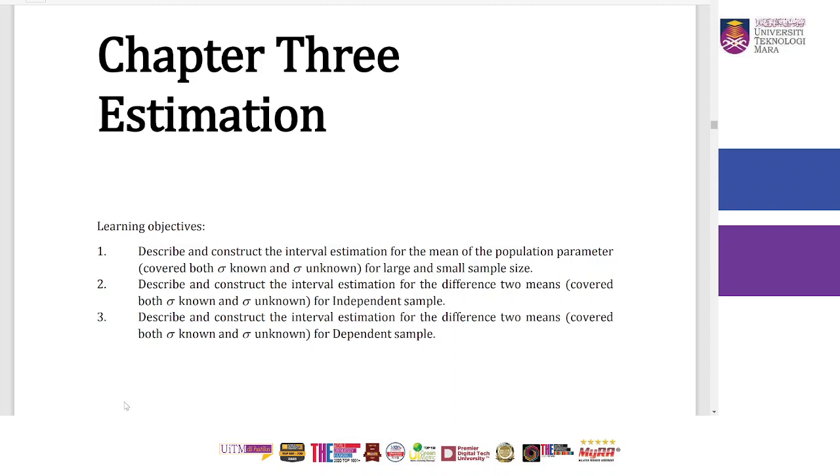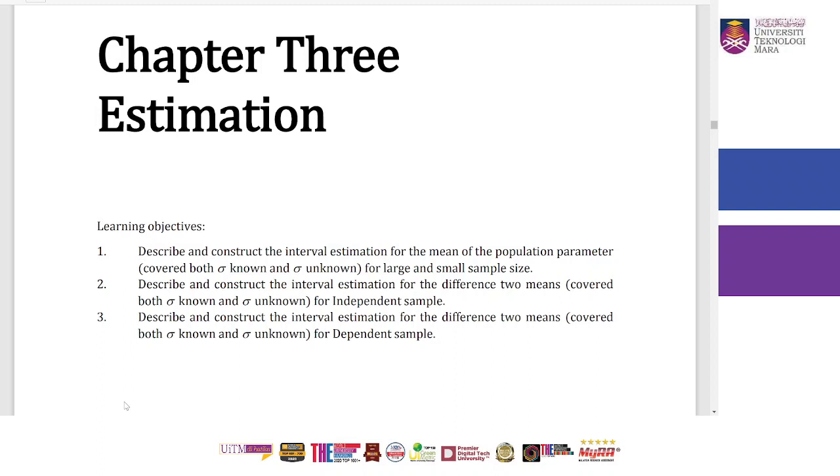Starting from the chapter 3, we already entering the inferential statistics, where we are looking towards how we can use sample, bagaimana kita boleh menggunakan sample untuk menerangkan tentang sesuatu populasi. Okay, so last time kita dah buat sedikit lah berkenaan dengan estimation, tapi kita tak go in detail. So in this topic, kita akan go in detail part of the estimation process.